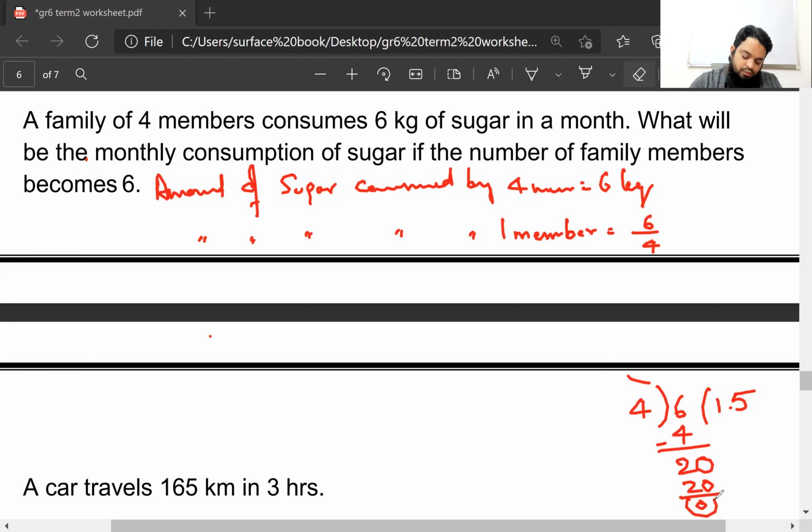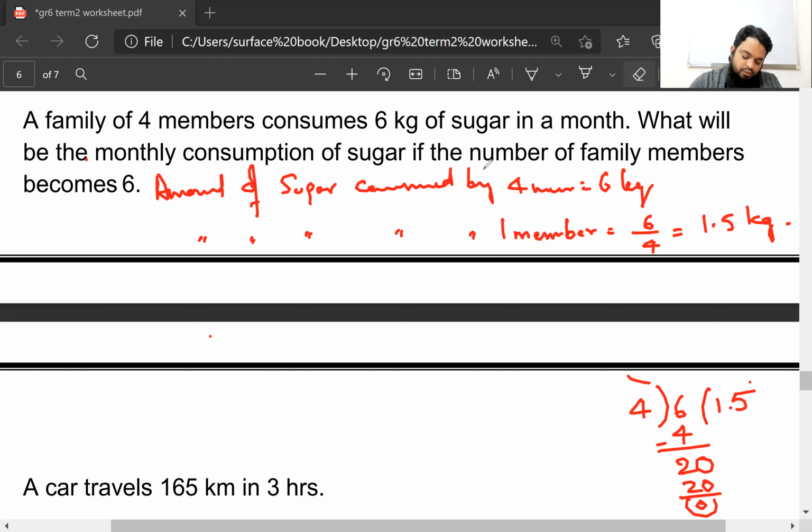Okay, if you don't know the division of decimals, you can at least think. Okay, logical thinking. 6 kg divided by 4. If we divide, everyone will get 1 kg, and the remaining 2 kgs, if we have to divide into 4, it is half kg. So every member will get 1.5 kg.